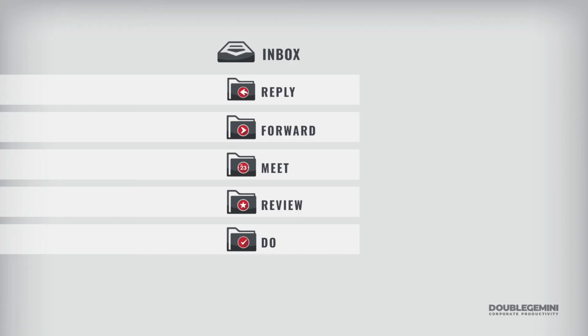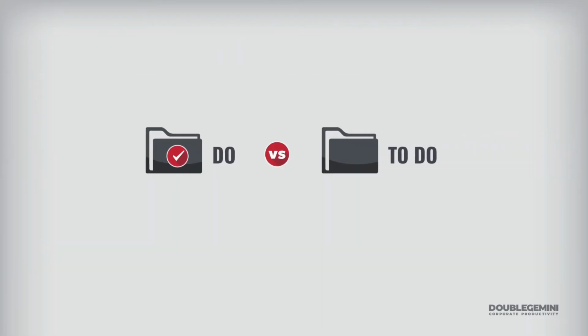I want to hammer this home a little more because it's important. Imagine for a second that instead of naming the last folder Do, I named it To Do. So here they are side by side. Notice the difference. The one on the left is cleaner, simpler, and more motivating. Do means get it done. To do means do it later. You're going to be looking at your email inbox thousands of times a year. Why not put yourself in a better headspace every time you look at your inbox by using an active statement instead of a passive one?